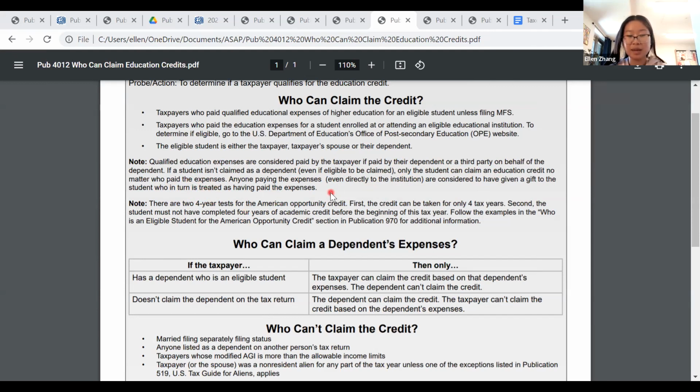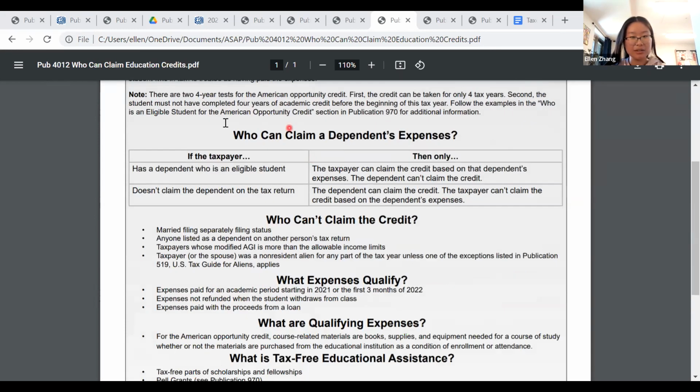So your parents could have paid the entire cost of your tuition, but if they decide not to claim you as the dependent, you would be the only one who's able to claim the education credit, even though you paid no expenses on your own. Anyone paying the expenses that's not yourself would have been considered to give you a gift. So it'd be like a gift to you. You did not pay for it, but you can still claim the credit for it. Very interesting.